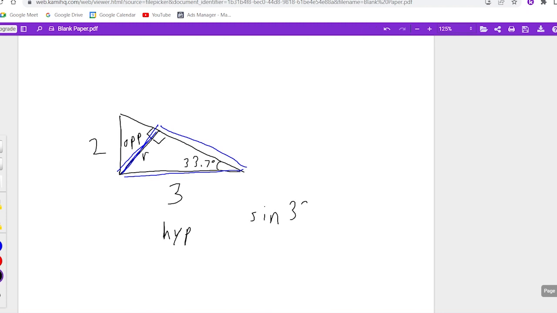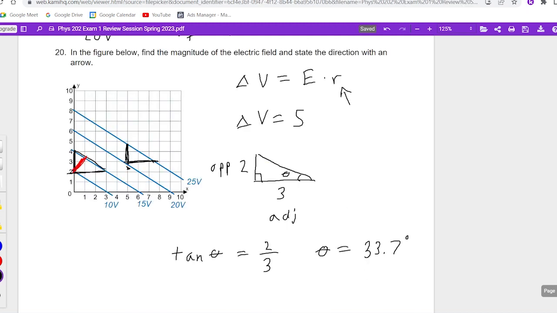The sine of 33.7 is equal to the opposite leg R divided by the hypotenuse 3. You just multiply both sides by 3. My distance R, or whatever you want to call it, the distance is going to be 1.66 meters. And that's great because now I can plug that back into my equation.